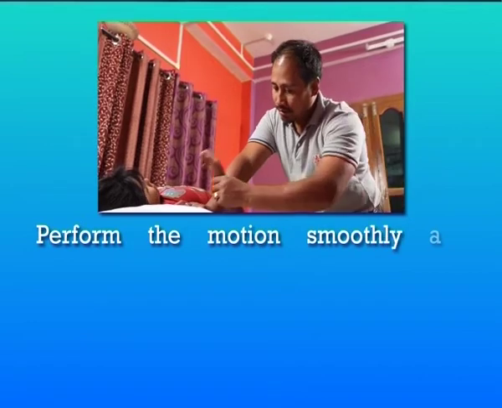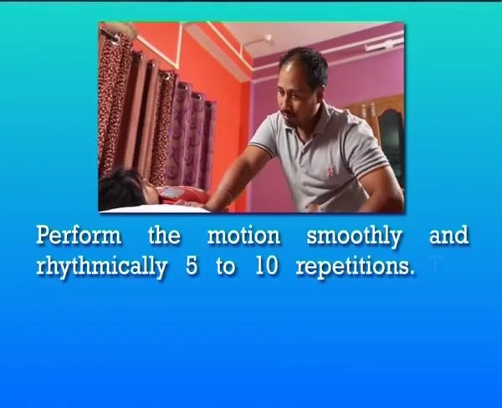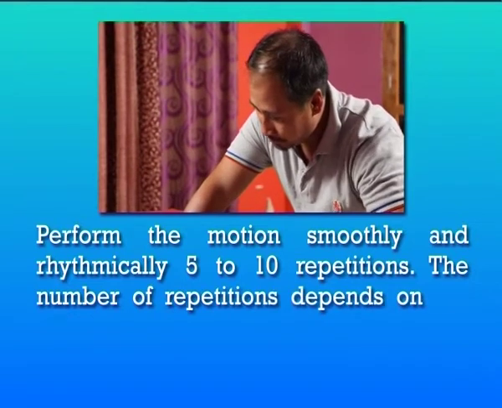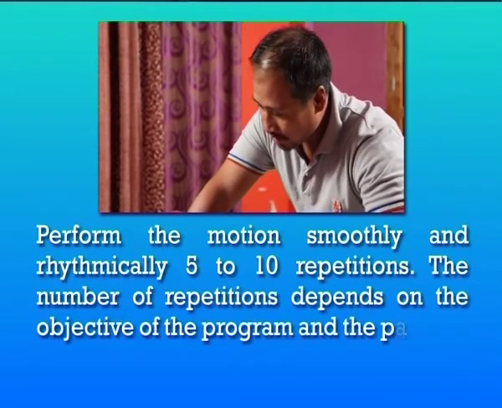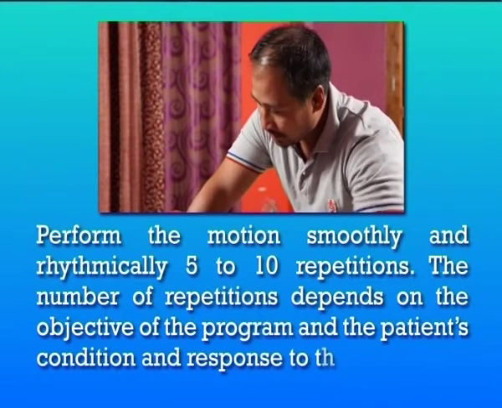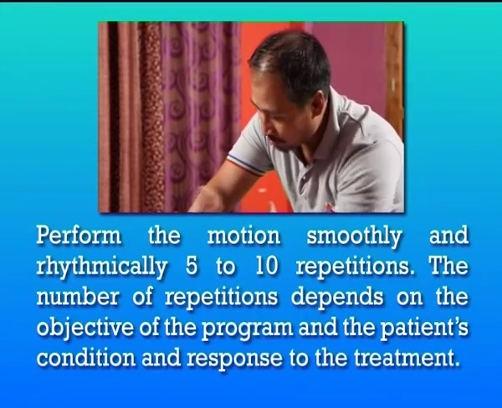Perform the motion smoothly and rhythmically, 5 to 10 repetitions. The number of repetitions depends on the objective of the program and the patient's condition and response to the treatment. If the plan of care includes passive mobilization, first, no active resistance or assistance is given by the patient's muscles crossing the joint. If so, it becomes an active exercise. Second, the motion is carried out within free range of motion, that is, the range is available without forced motion or pain.